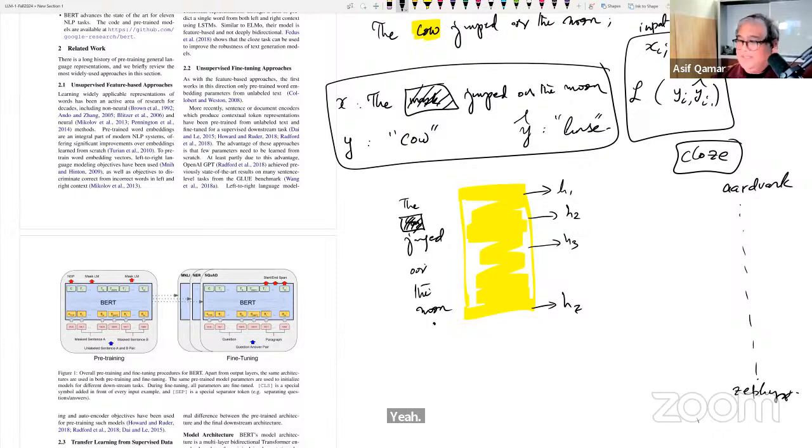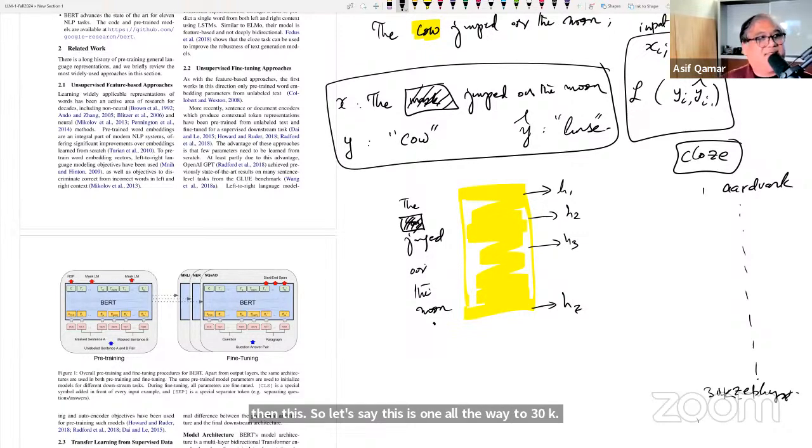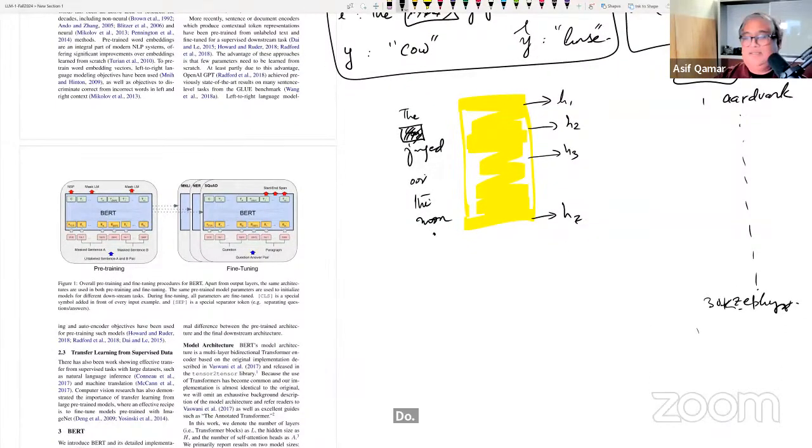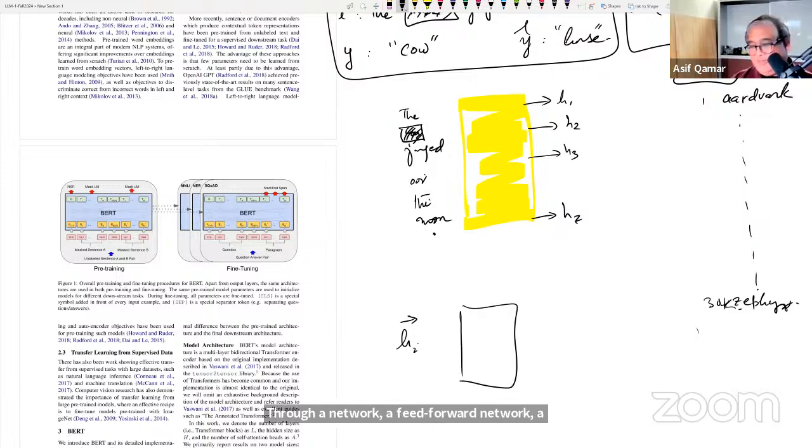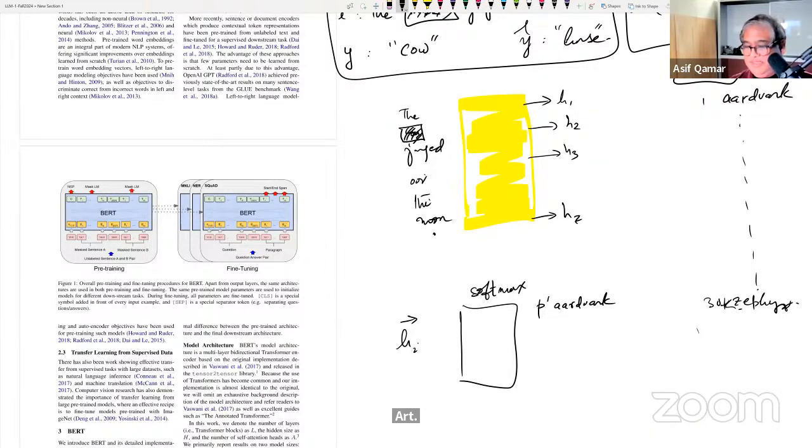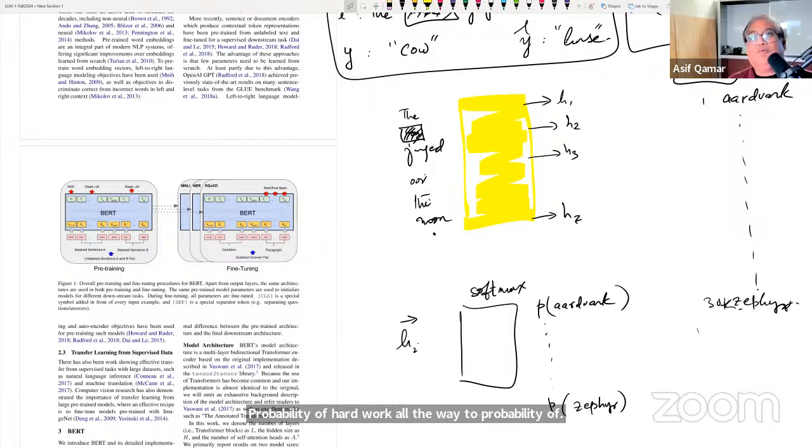So let's say this is 1 all the way to 30K. Now, what you do is there is a trick called softmax, right? You feed it into a neural network. You can pick any one vector, let's say a vector Hi, as input through a feed-forward network, a simple softmax, and you produce a probability for each of the words. This is the softmax. Probability of aardvark all the way to probability of Zephyr. What really matters is, when you're talking of cow, the probability of cow.